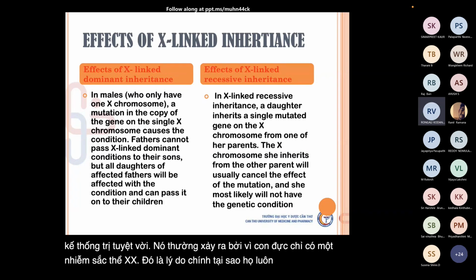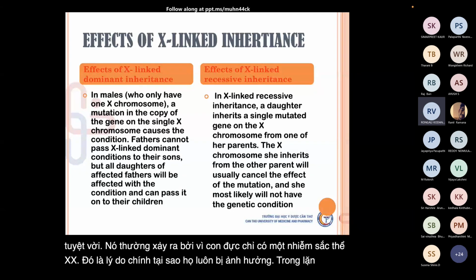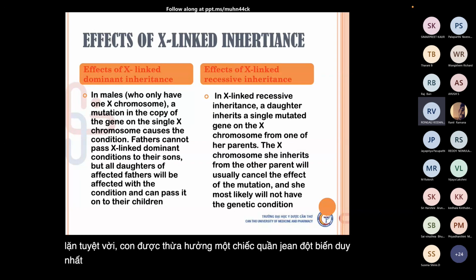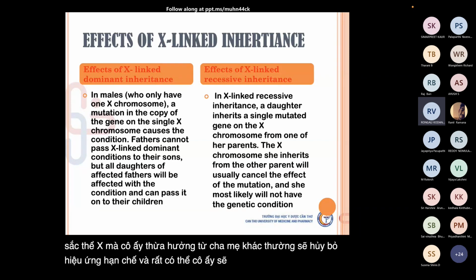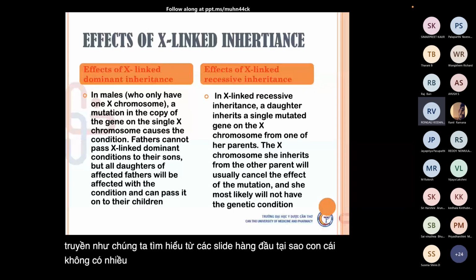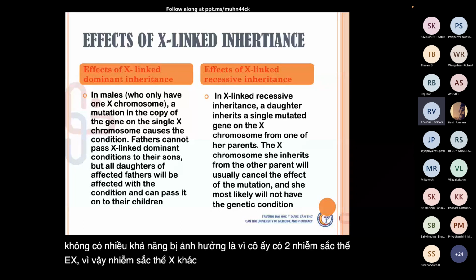In X-linked recessive inheritance, a daughter inherits a single mutated gene on the X chromosome from one of her parents. The X chromosome she inherits from the other parent will usually cancel the effect of the mutation, and she most likely will not have the genetic condition. As we learned from the earlier slides, the female doesn't most likely get affected because she has two X chromosomes, so the other X chromosome mostly mitigates the symptoms.